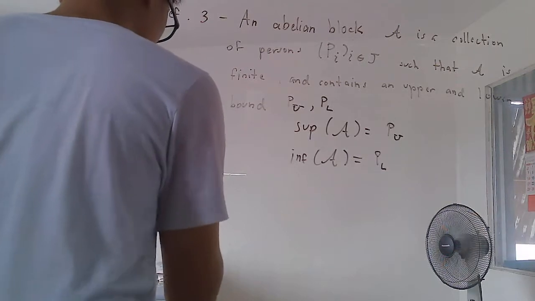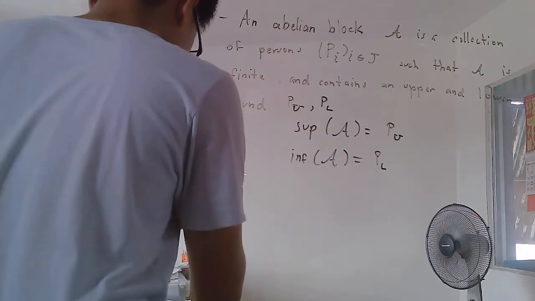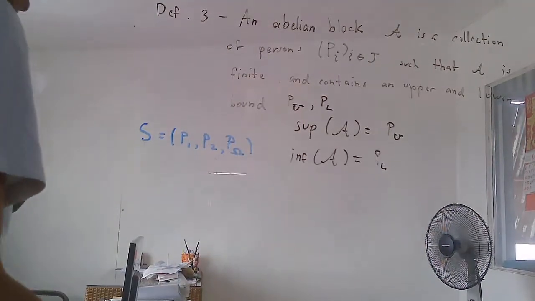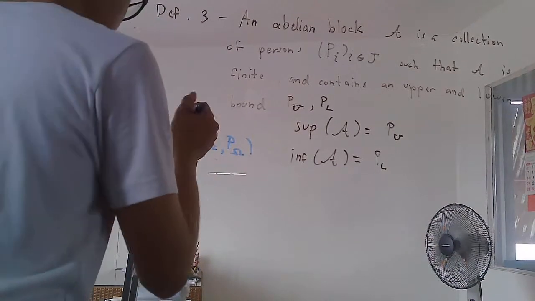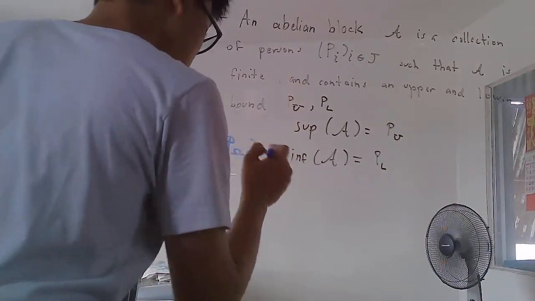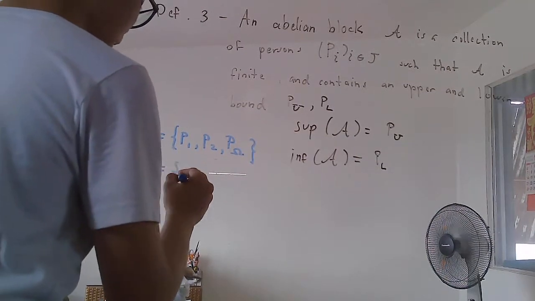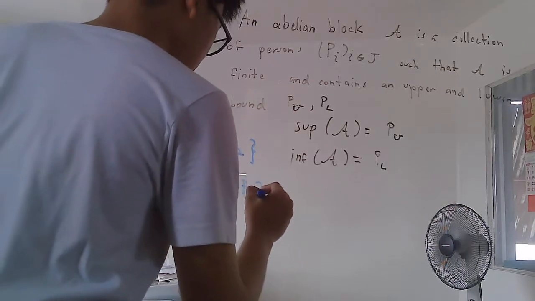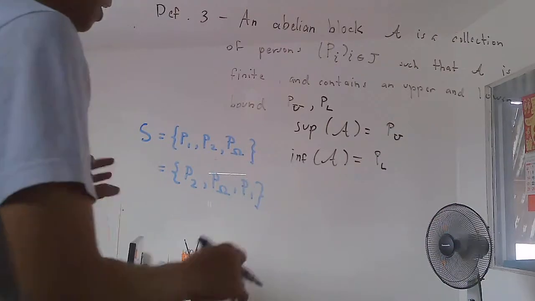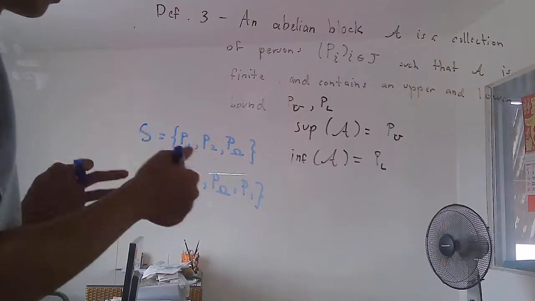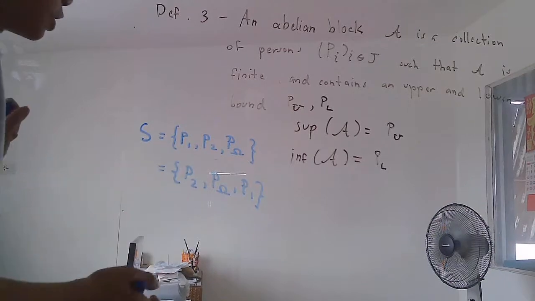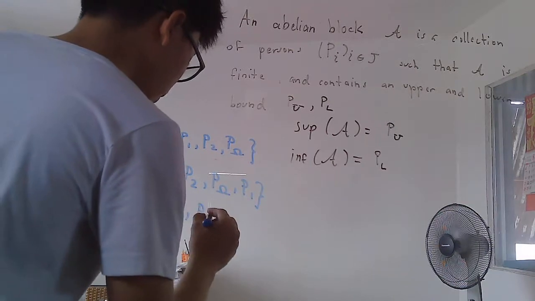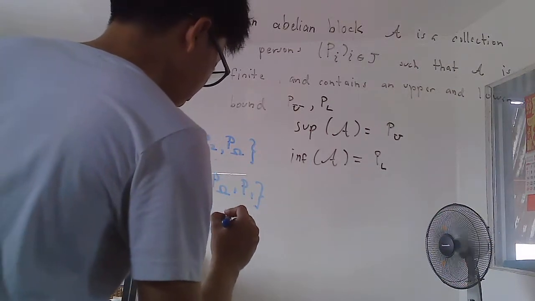Let's say I have a set S equal to {P1, P2, P omega}, just for the sake of example. This is the same as {P2, P omega, P1}, and if you change the positions, it won't change. It's the same thing. That's the thing about sets that are not well ordered: you can change the position of each element. But note that this is not equal to the well-ordered set, the triplet (P1, P2, P3).